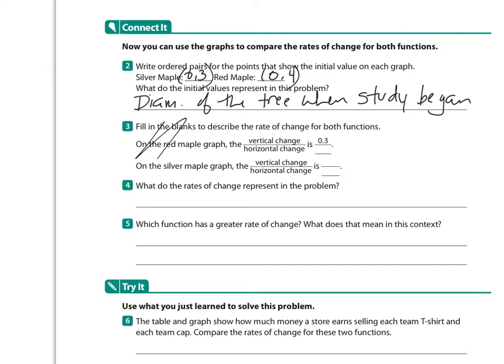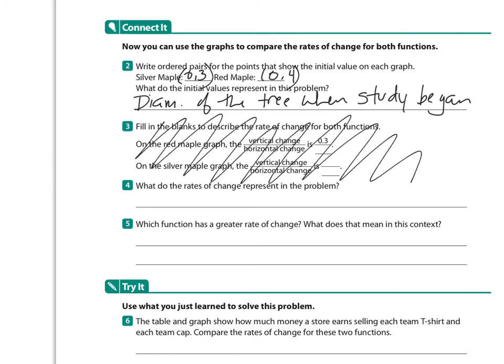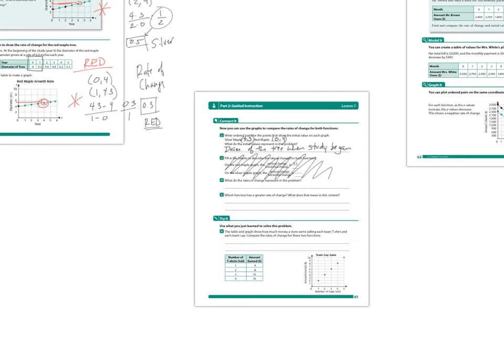Okay, I don't like the way this is worded. Right? It just says fill in the blanks to describe the rate of change. Guys, the rate of change is just slope, right? That's what we solved for right over here. Okay, so don't worry about question number 3. What do the rates of change represent?